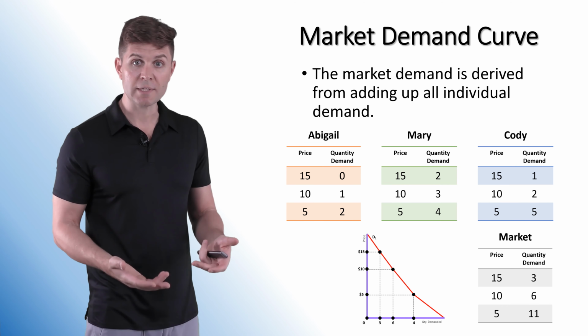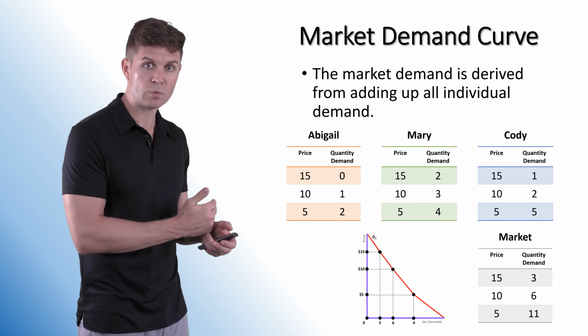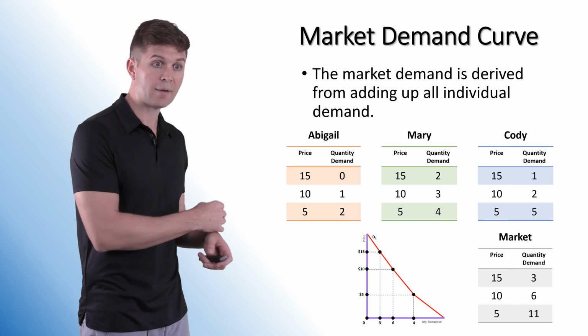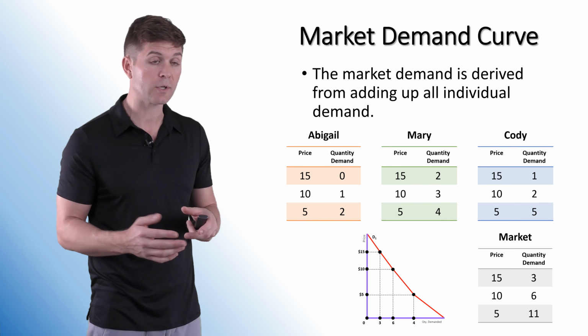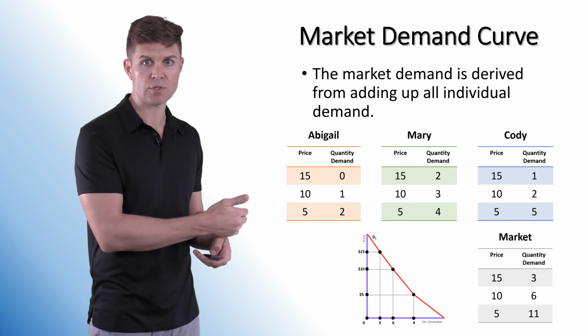Now, if one of them was to leave the market, we would have to take away all those units that they would consume, and that curve would then shift to the left. If we added another consumer to the market, we would see the curve shift to the right as we add additional units to each of those prices.